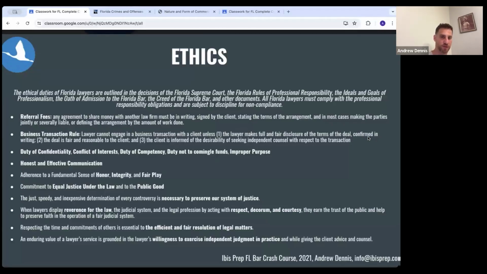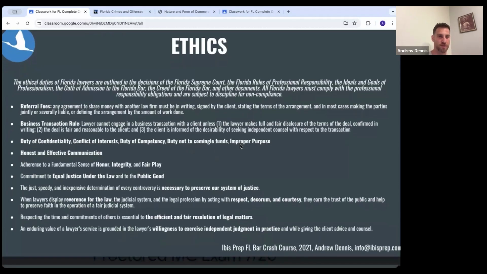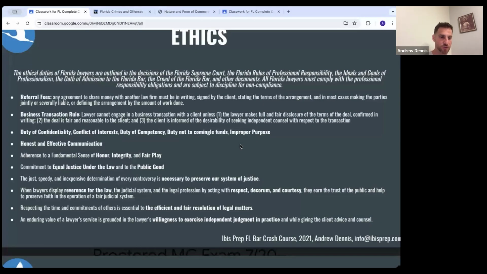Any agreement to share money with another law firm must be in writing, signed by the client, stating the terms of the arrangement, and in most cases, making the parties jointly or severally liable, or defining the arrangement by the amount of work done. Typically, referral fees are disallowed in Florida unless you have consent from the client and both lawyers participate in the representation. The business transaction rule: the lawyer cannot engage in a business transaction with the client unless the lawyer makes a full and fair disclosure of the terms of the deal, confirmed in writing, the deal is fair and reasonable to the client, and the client is informed of the desirability of seeking independent counsel with respect to the transaction.